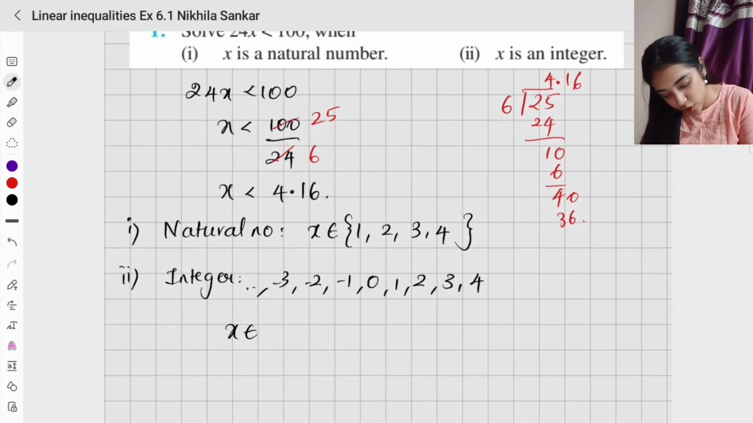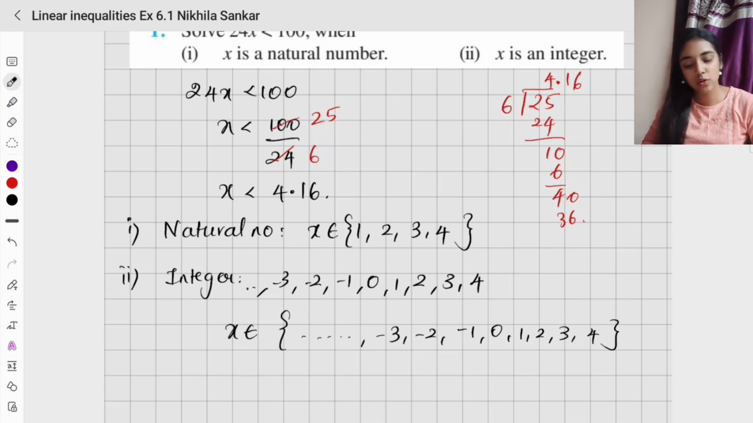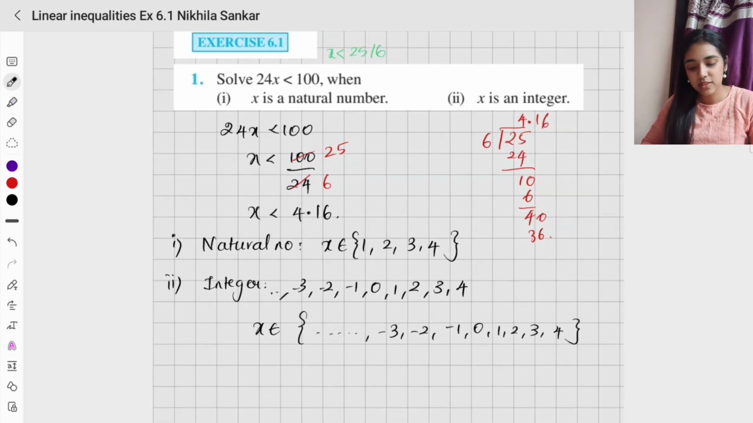So what is my solution set for x? It is going to have all the values from -infinity, -3, -2, -1, 0, 1, 2, 3, 4. It is going to include all the values from -infinity to 4, but only integers. Okay, in the 1.1, 1.2, mari real numbers include pannadhu. Okay, only integer numbers. Please copy.